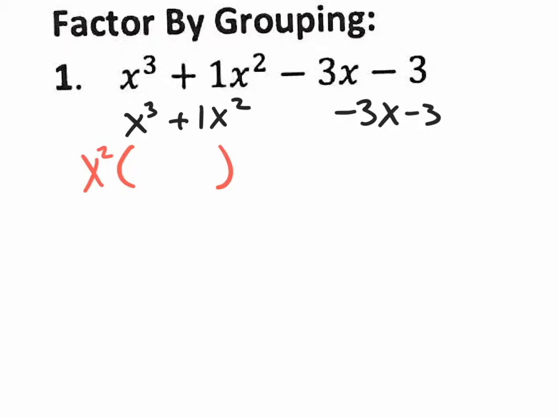What would be left over if you pull out an x squared? Well, x squared times what would take you back to that x to the third. That would simply be an x. And then x squared times what will take you back to a 1x squared. That would simply be a plus 1.